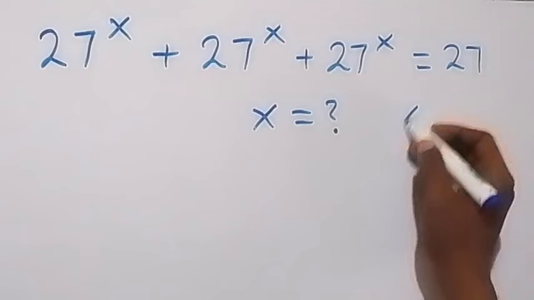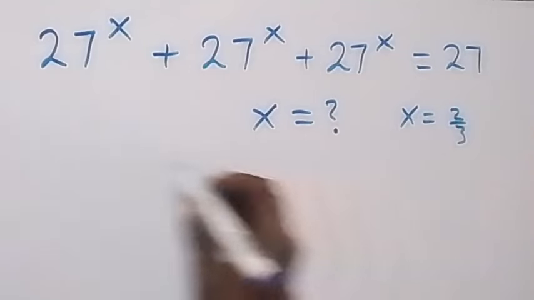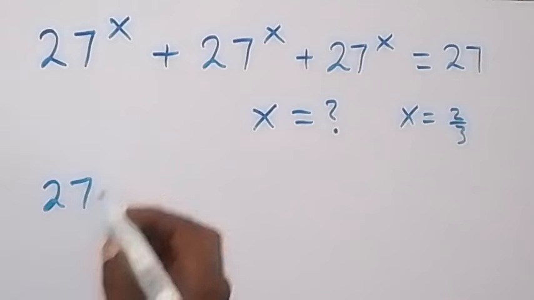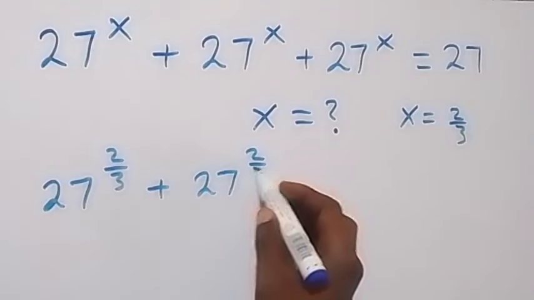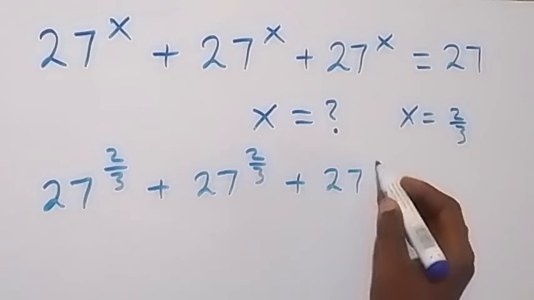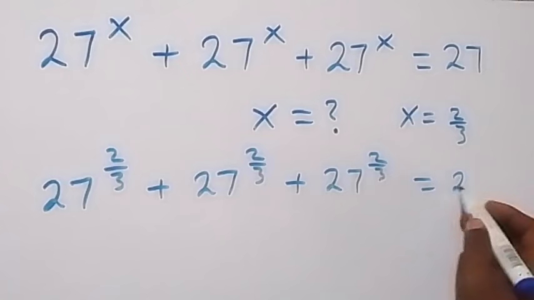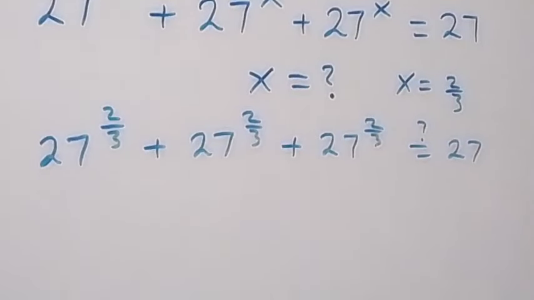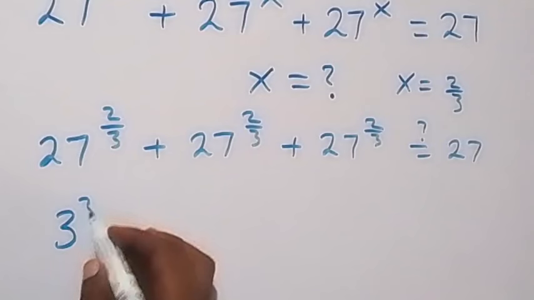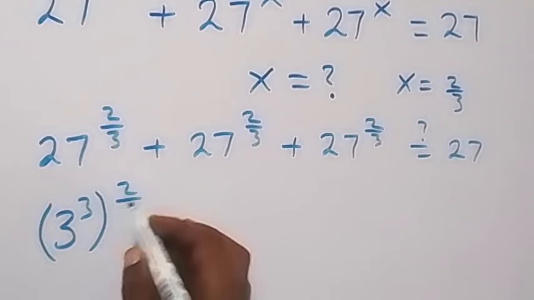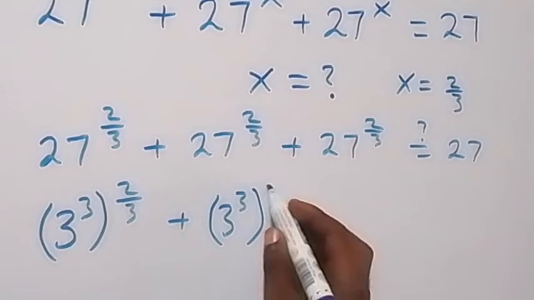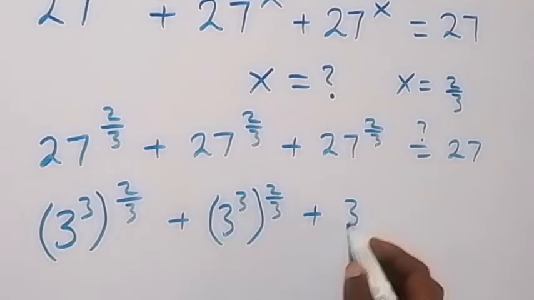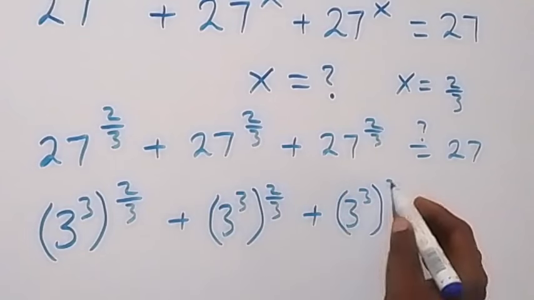Then to check, we substitute x equals 2 over 3 in what we are given. That means we have 27 raised to the power 2 over 3 plus 27 raised to the power 2 over 3 plus 27 raised to the power 2 over 3. Is this equal to 27? Let's express 27 as 3 raised to the power 3. So we have 3 raised to the power 3, then raised to the power 2 over 3, plus 3 raised to the power 3, raised to the power 2 over 3, plus 3 raised to the power 3, raised to the power 2 over 3.